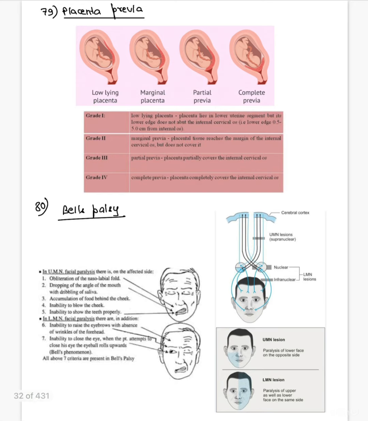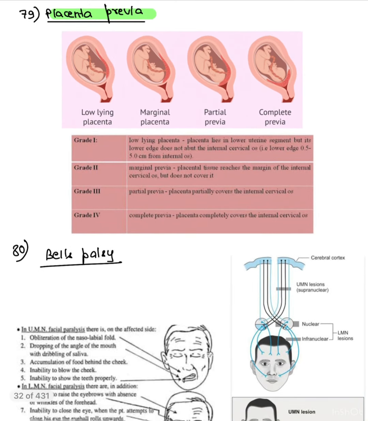Then moving on to the next question, guys. This is again very confusing. Some say low-lying placenta, someone says marginal placenta. So let's see the concept, guys, and whatever it is, we can easily answer then. In low-lying placenta, the placenta lies in the lower uterine segment, but its lower edge is not near the internal os.